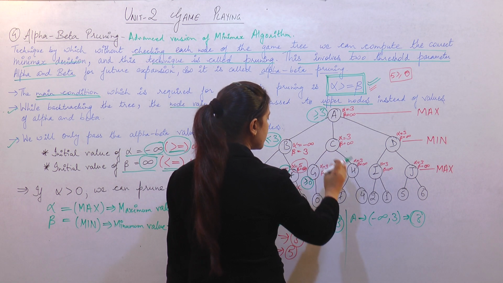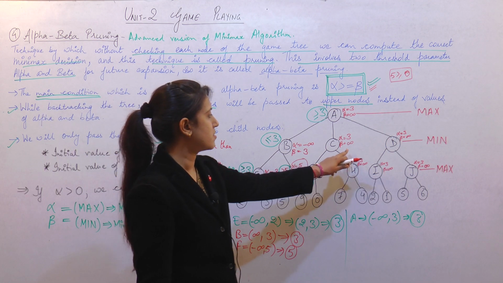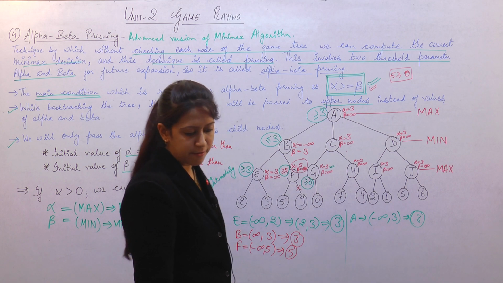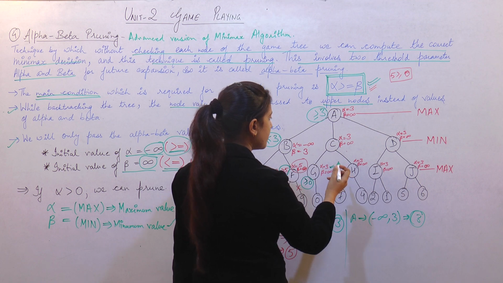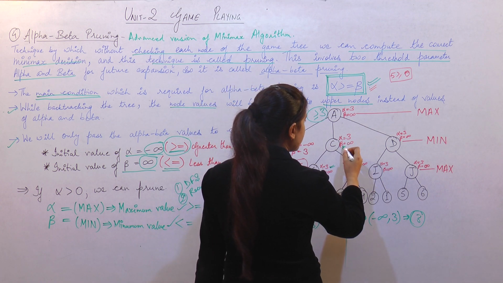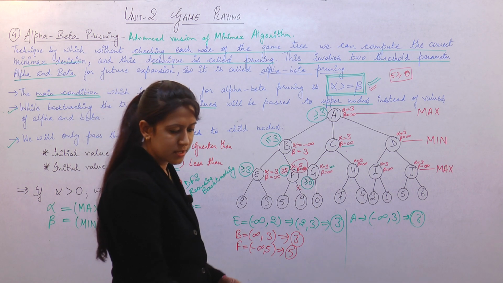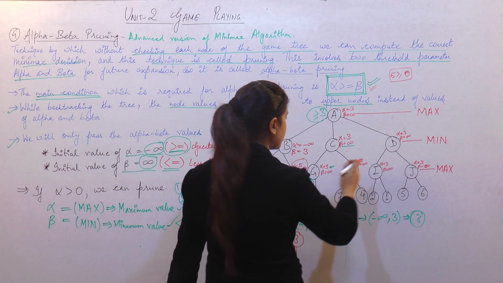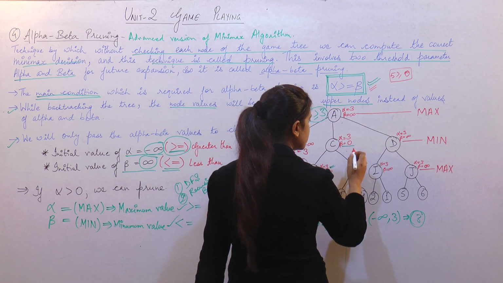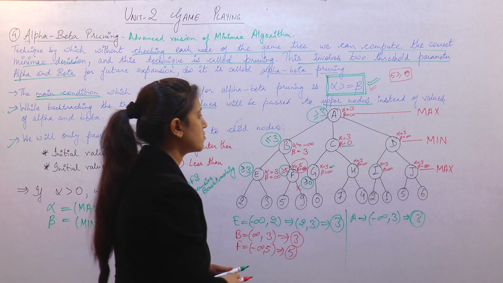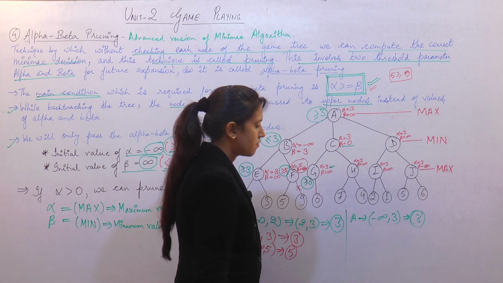For calculating the value at node C, we have alpha equal to 3 and beta equal to infinity, and here we will calculate the value of beta. Beta will become 0 because we calculate the minimum value and the minimum value available is 0. So the value of beta will become 0. Then we will go to node H. Node H has two values, 7 and 4.